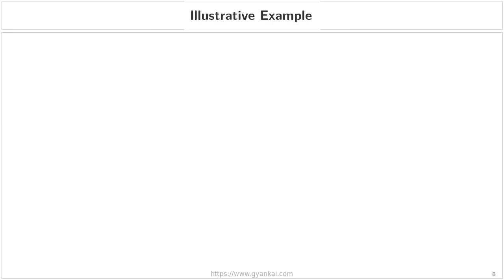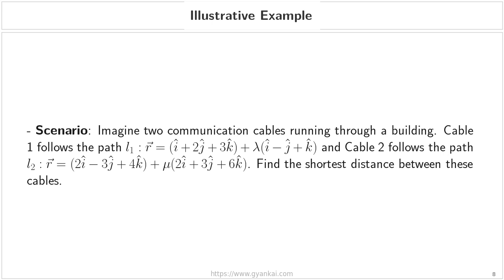Illustrative example. Now that we have walked through the theoretical framework and the 5-step procedure, let's put everything we've learned into practice with an illustrative example. Imagine a real-world scenario. You are an engineer inspecting 2 communication cables running through a building. To ensure there is no interference, you need to find the shortest distance between them.